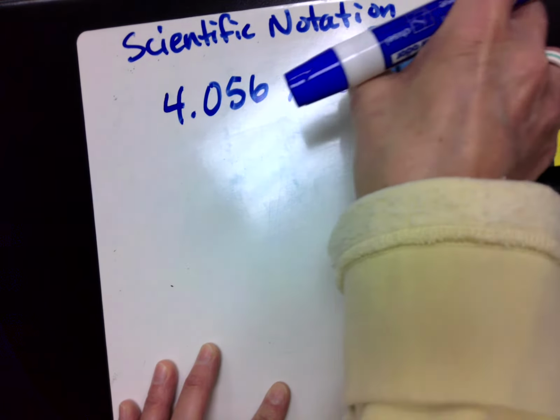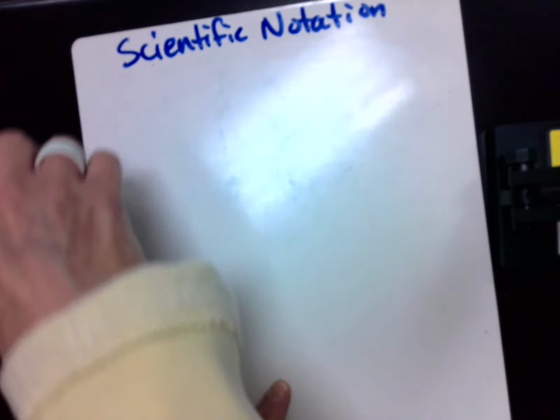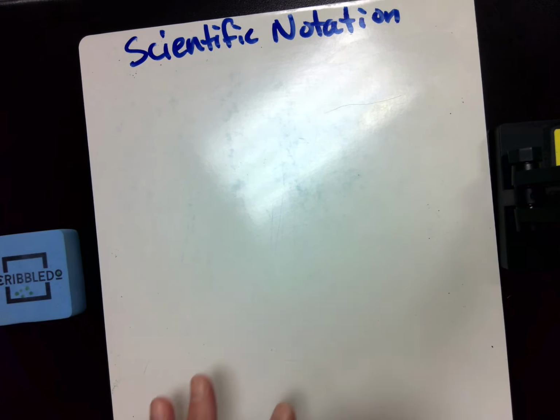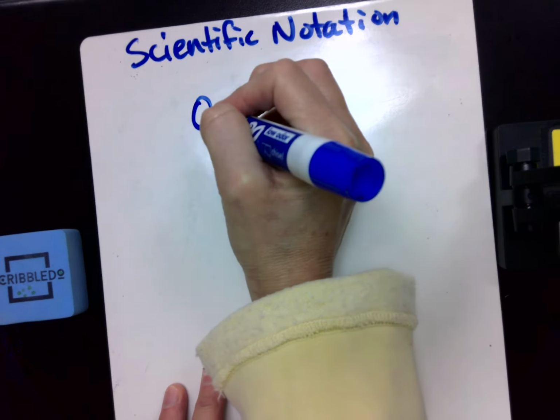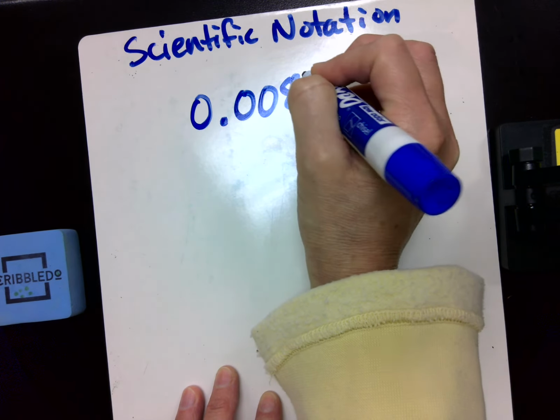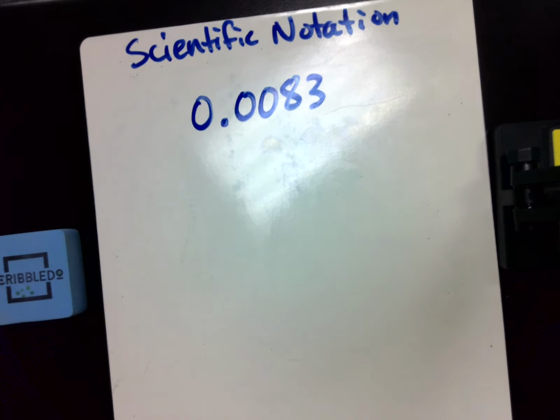Okay, now the other way you're going to have to do it is, what if I give you a number and you have to put it in scientific notation? Yesterday I gave you large numbers. Today I'm going to give you small numbers. So what if you had something like this? 0.0083. And you had to put it in scientific notation.